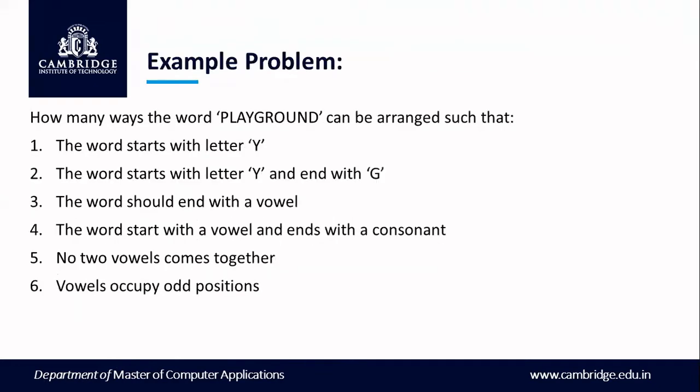Now, let us start with an example. How many ways can the word PLAYGROUND be arranged such that the given 6 conditions are satisfied? First condition is to find out the word.